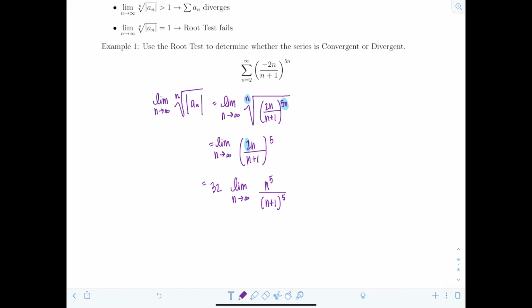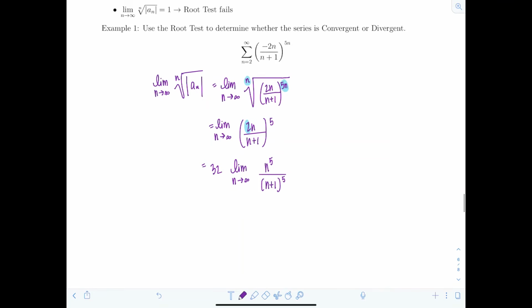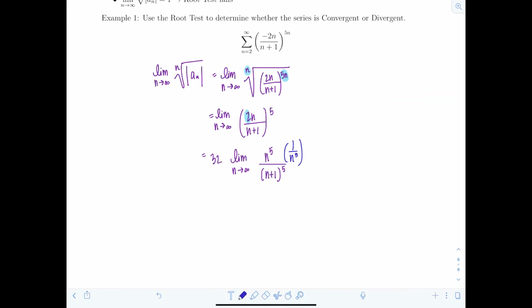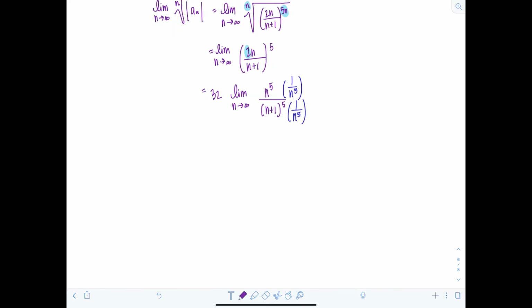Now, how do we take this limit? Notice the denominator is not expanded. N plus 1, that quantity is raised to the 5th, and I'm not about to multiply that out. So what I'm going to do is divide out by the highest power of n in the denominator. So I'm going to multiply here by 1 over n to the 5th. All right, so what are we going to be left with?